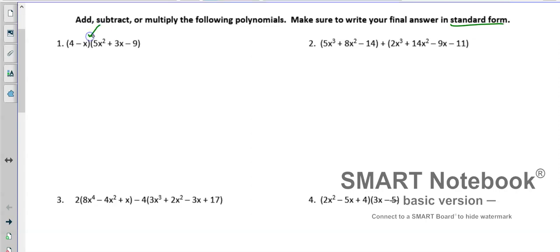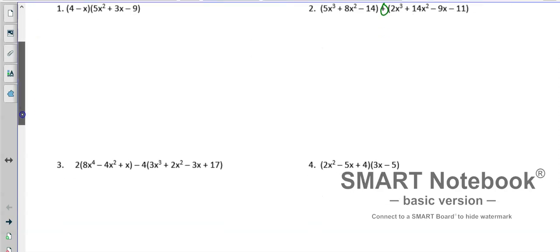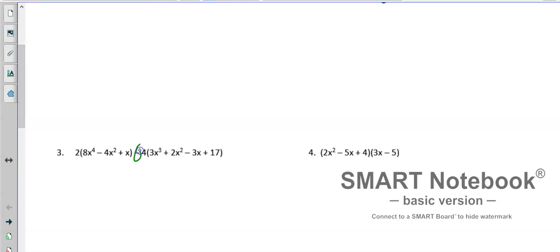Notice nothing in between the parentheses. That means this is a multiplication problem. Here we have addition, and remember, the parentheses really don't matter because it's addition. You can just ignore them. Right here, we have subtraction. All right, so remember this -4 here is going to be distributed throughout the parentheses. And again here, nothing in between, so that's multiplication.